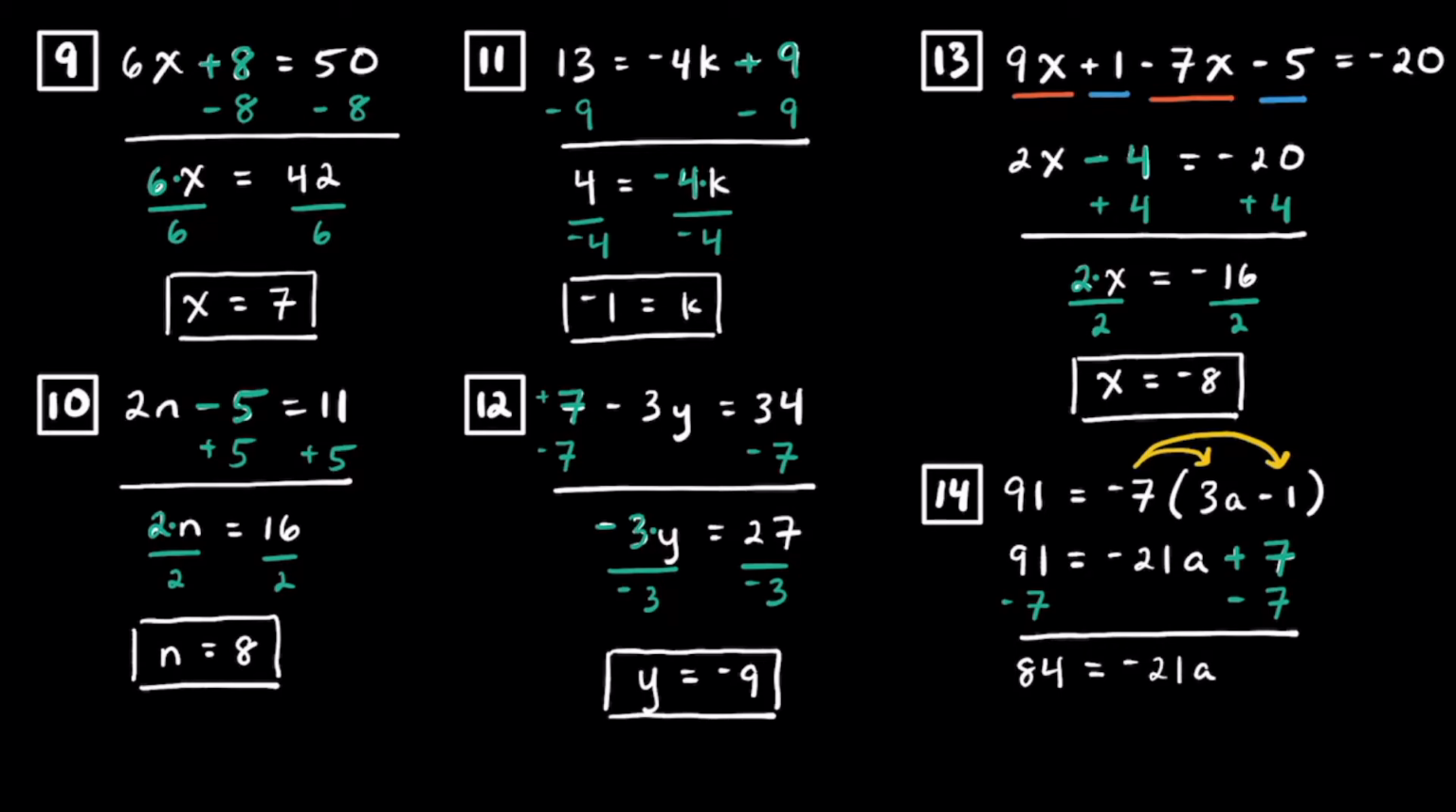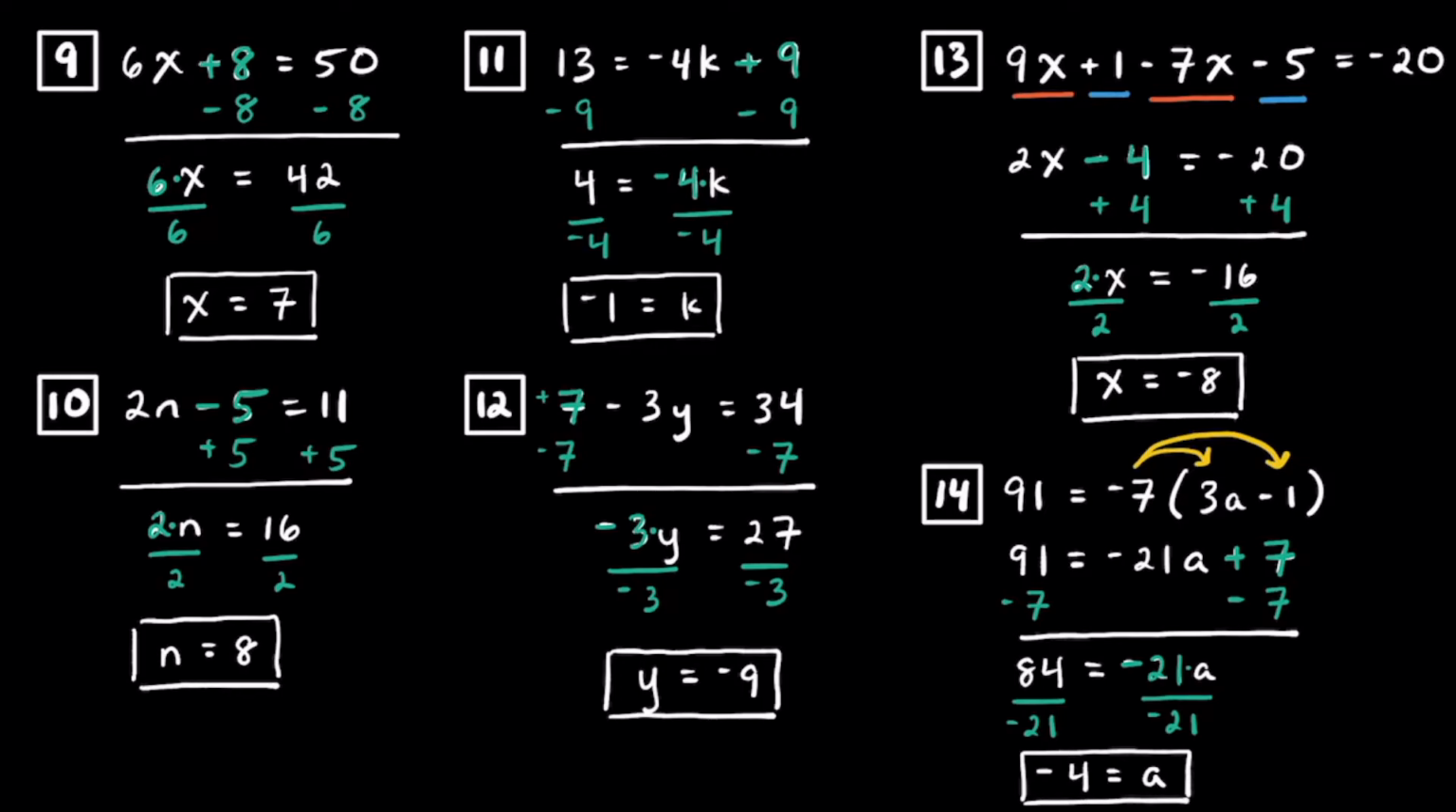So we want to get a alone, so we have this negative 21 as its coefficient, multiplying by it. Just like earlier, let's divide both sides by negative 21. That's going to get us 1a. When we do that, 84 divided by negative 21 should equal negative 4, and negative 21 divided by negative 21 is just positive 1, or positive 1a. So we can say negative 4 is equal to a, or a is equal to negative 4.